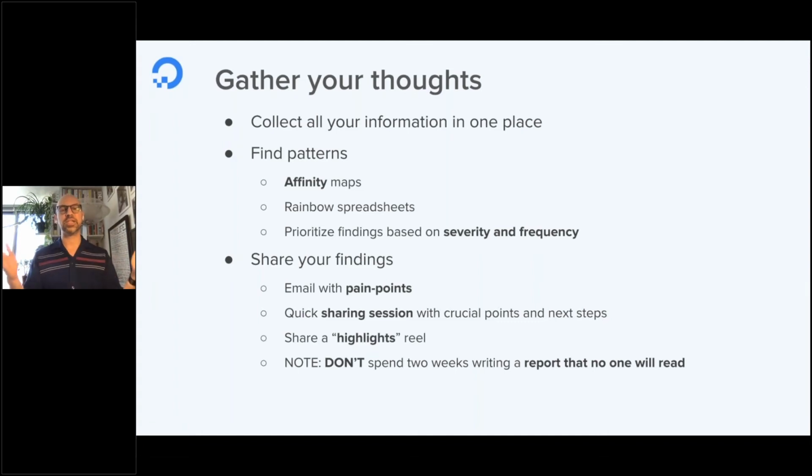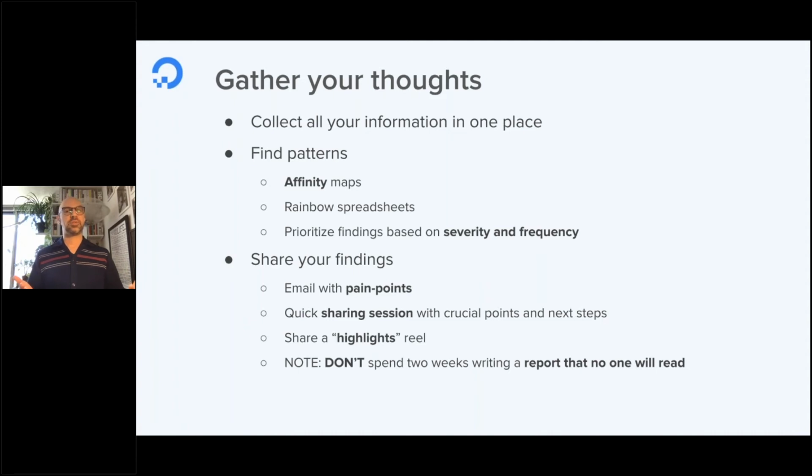You can do rainbow spreadsheets in which you color the different types of feedback. And if you step back, quite literally or figuratively, you can see where the reds and the greens and the yellows are. You can prioritize the findings based on severity and frequency. Severity being, how bad is this? Are users not able to execute what they want to execute? Or frequency, how often will this happen, even if it is not as severe?